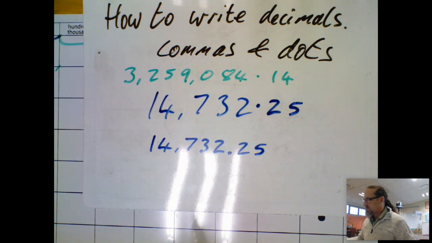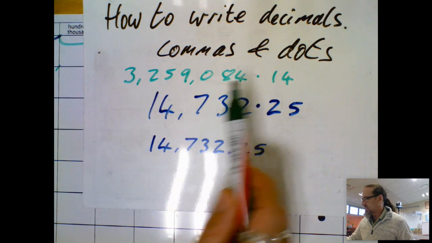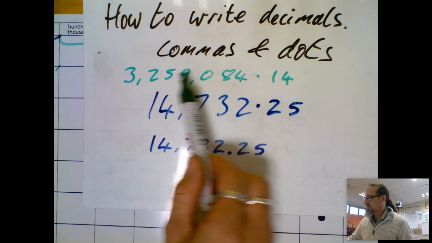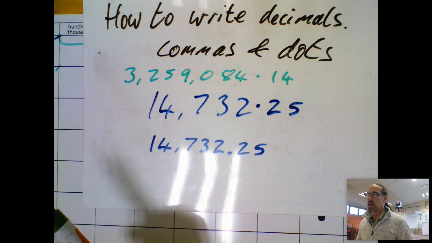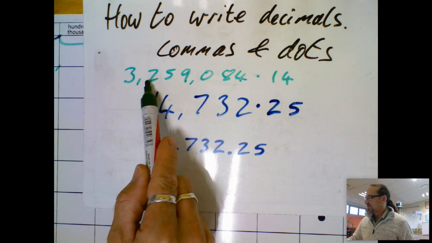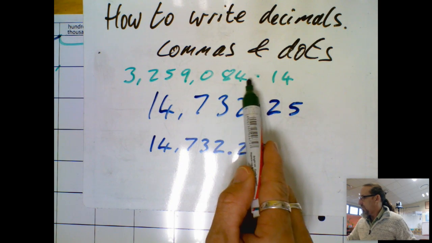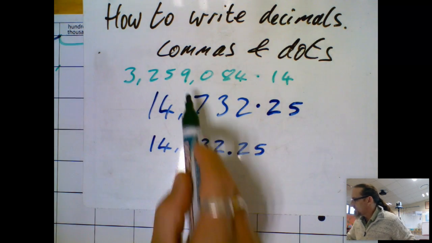So we can see now that this comma shows us the millions, and it's very easy to recognize then that it's millions because there's 3 digits here, 3 digits here, so it's 6 columns over, and everyone knows 1 with 6 zeros would be 1 million. So this is 3,259,084.14, 14 hundredths.